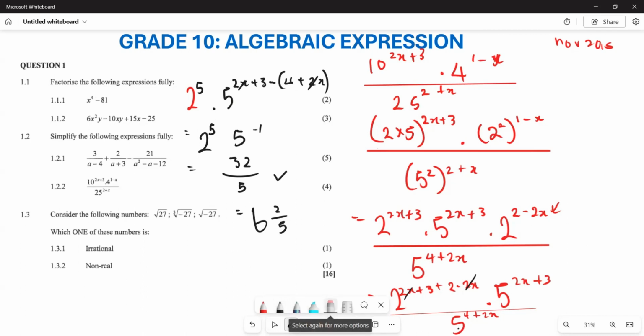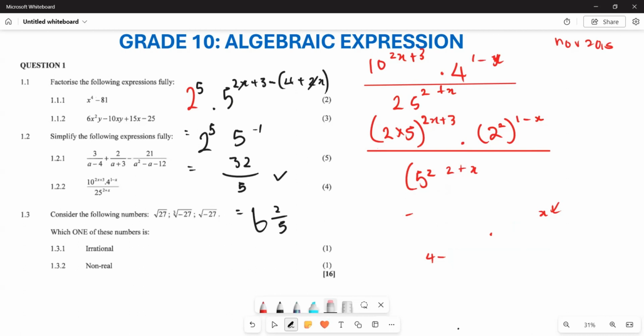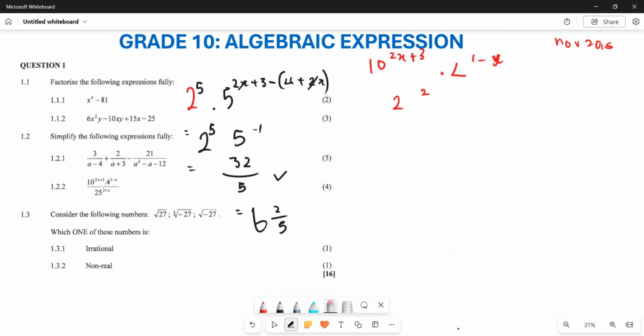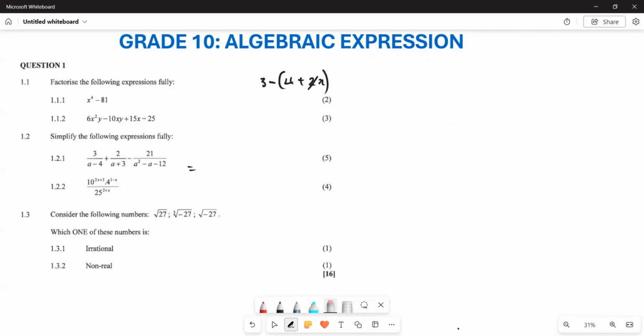Now, let's look at your 1.3. Then we are done, right? What is it that you are going to do in your 1.3? Let's make up our space here so that we can check that one. In your 1.3.1, they ask which one of these is irrational, right? They gave you all these particular terms, and they want you to firstly identify which one of these is going to be your irrational number.